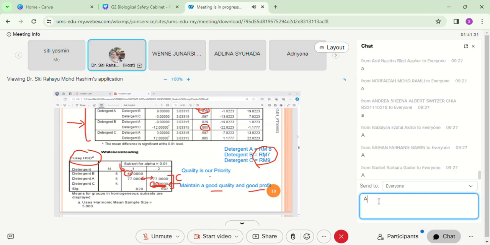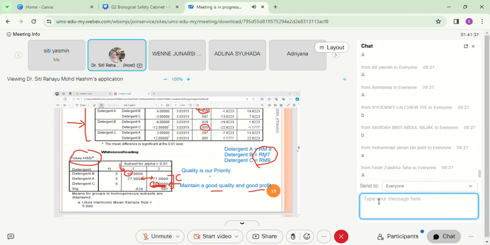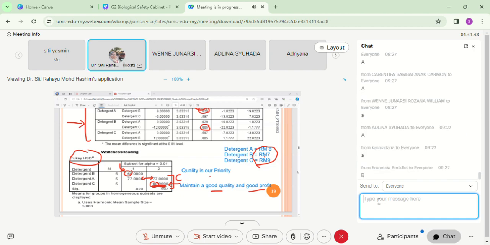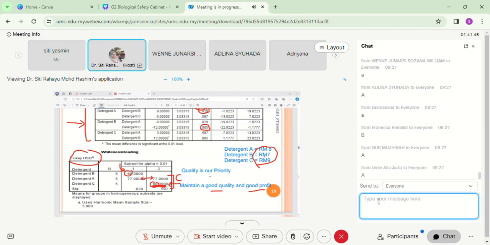Okay, baru berbeza-beza sikit jawapan. Ada yang jawab A, ada yang jawab B. Tak ada yang jawab C. Masih lagi coming in. B, A, B, A. Okay. The answer is, okay, ada lagi. Okay, Daniel boleh nak jawab. Okay. A. Okay, nasib baik Daniel. Paling lambat tapi masih lagi jawapannya adalah betul. The right answer is A.